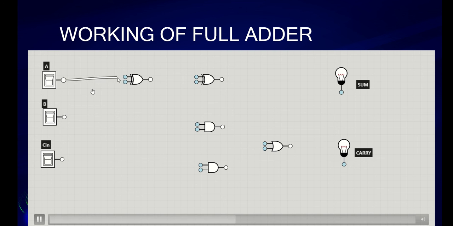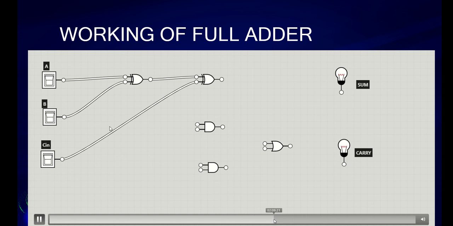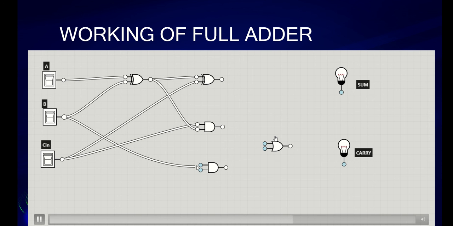Now let's make the connections. For this XOR gate, A will be one of the inputs and B will be the another input. So likewise, we have to make connections with everything. At last, we have to connect the output of XOR gate with sum and output of OR gate with the carry.